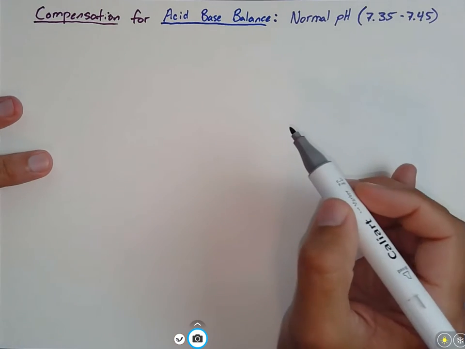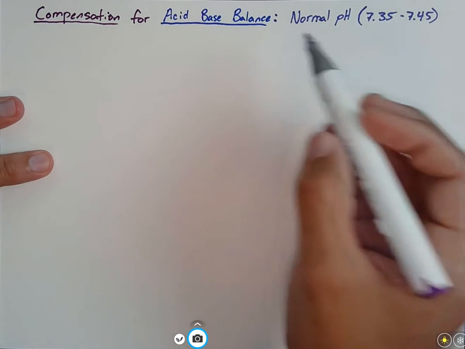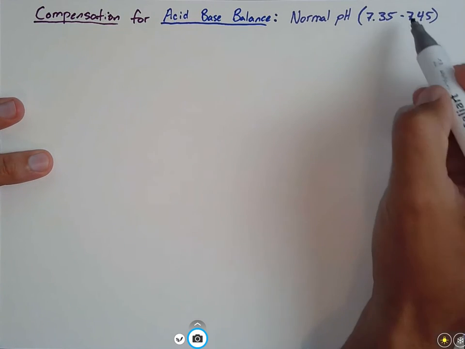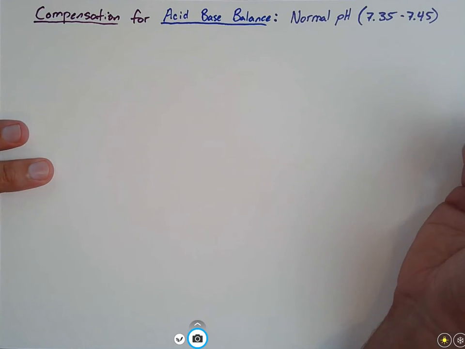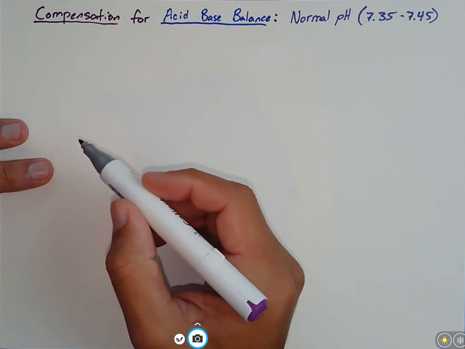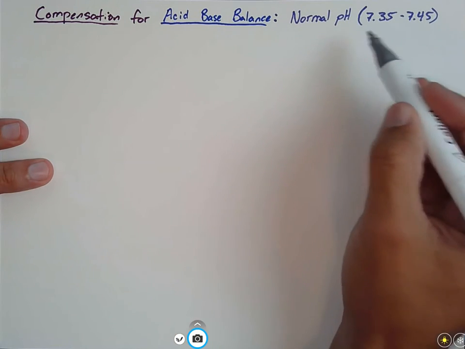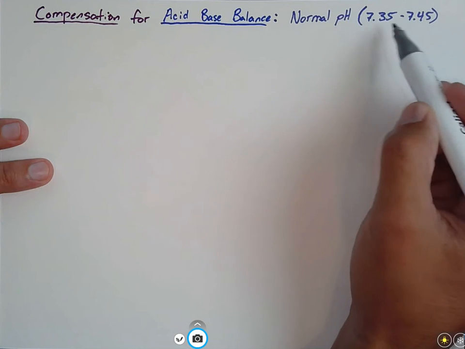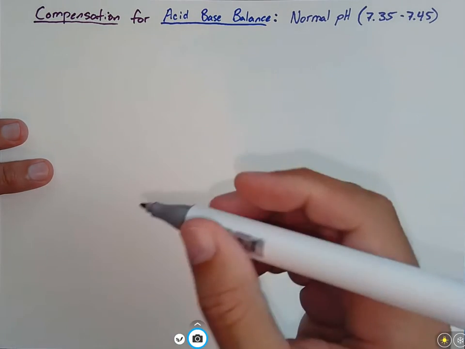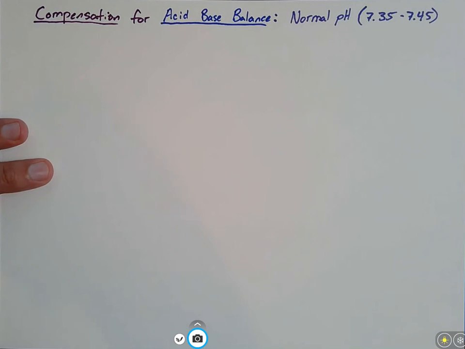So the very first thing that we need to try to remember about acid-base balances is that the body's normal pH is 7.35 to 7.45. Anything less than 7.35 is considered acidosis. Anything greater than 7.45 is considered alkalosis. And how's the body going to start to compensate for these the second that, say for instance, the blood pH drops below 7.35?